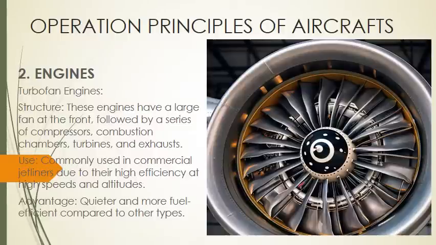The turbofan engines. The structure: these engines have a large fan at the front, followed by a series of compressors, combustion chambers, turbines, and exhaust. As you can see in the diagram, they have a large set of fans at the front, followed by compressors, combustion chambers, turbines, and exhaust. The use: they are commonly used in commercial jetliners due to their high efficiency at high speed and altitude. Advantage: they are very quiet and more fuel efficient compared to other types. That is it for the turbofan engines.